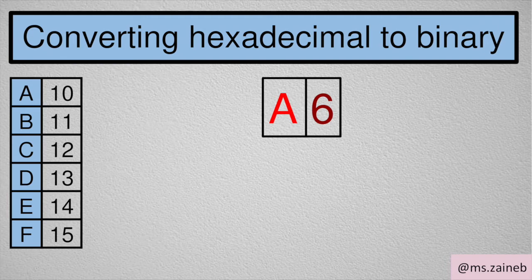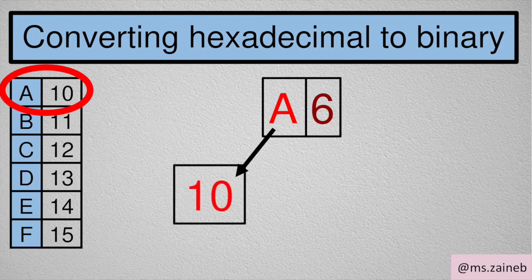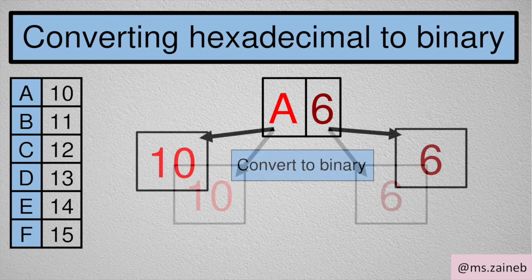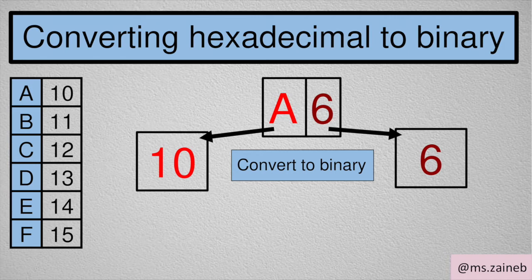First of all, let's start off with A. We can see from the left-hand side, I've circled it in red, we remember that A is equal to 10. So we'll put that down as A equals 10. And then we know already that 6 is normal. 1 to 9 is just normal numbers, so 6 means 6. Then what we want to do is convert these two numbers into binary codes.